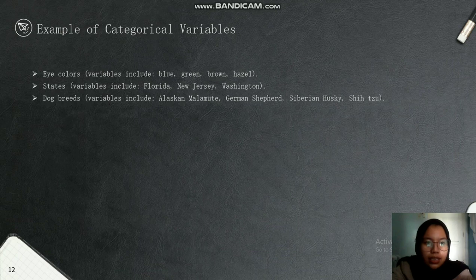And these are examples of categorical variables, like eye colors. Variables include blue, green, brown, and hazel. And the next is states. Variables include Florida, New Jersey, and Washington. And the last is dog breeds. Variables include Alaskan Malamute, German Shepherd, Siberian Husky, and the last is Shih Tzu.